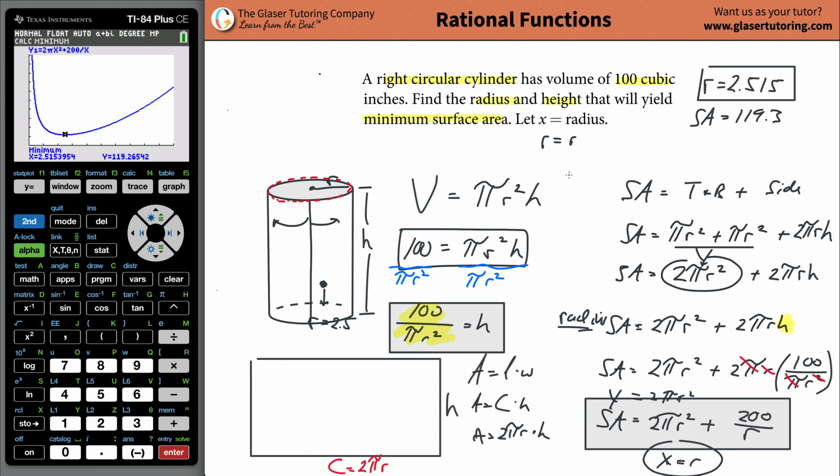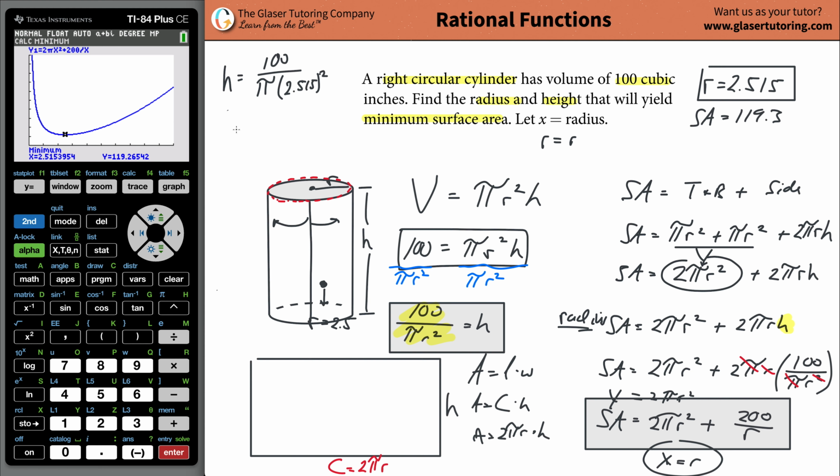Well, we could do this in a couple of ways, but probably the easiest way is to use our formula we have here, right? This formula here is already solved for the height. It says that if you know what the radius is, you can just plug it in and find the height. Okay, so the height here is going to be equal to 100 divided by pi times the radius squared. Sorry, not 2. 100 divided by pi times that radius squared, which is going to be just 2.515 squared.